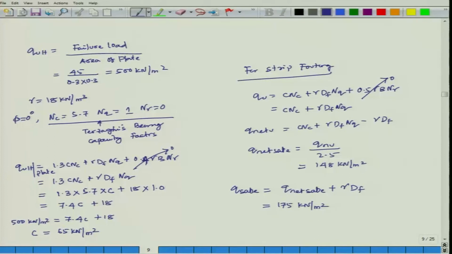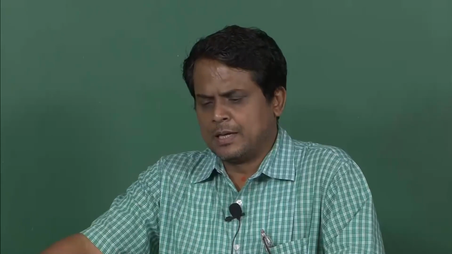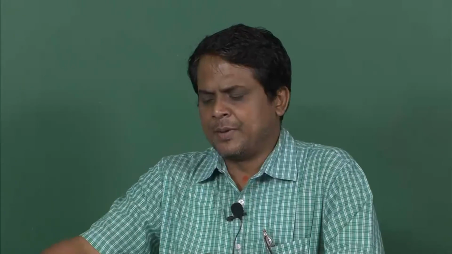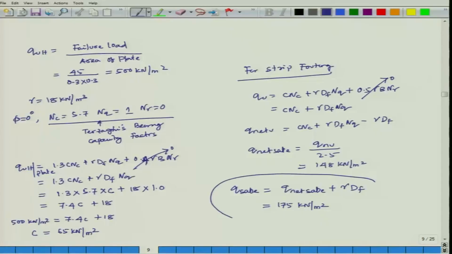So basically from the plate load test we are getting the value of c, taking the c value also from the plate load test, phi equal to 0, from there we can calculate Nc, Nq and Nγ. Taking the value of c obtained from the plate load test and putting it for the strip footing, we can get the safe bearing capacity of your strip footing.